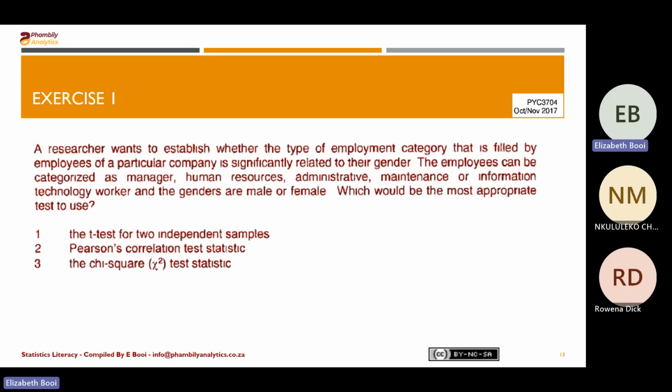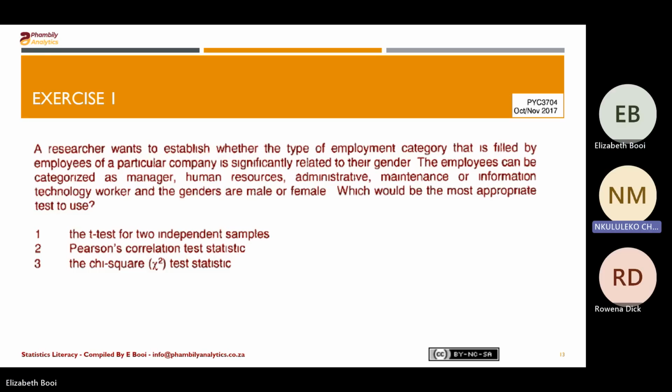A researcher wants to establish whether the type of employment category filled by employees of a particular company is significantly related to their gender. The employees can be categorized as manager, human resource, administrative, maintenance, or information technology worker. The genders are male and female. Which would be the most appropriate test to use? Is it 1, the test for 2 independent samples, 2, Pearson correlation test, or 3, chi-square test?